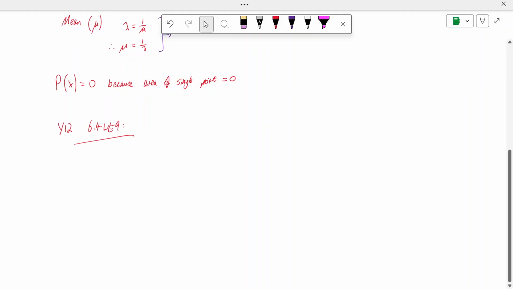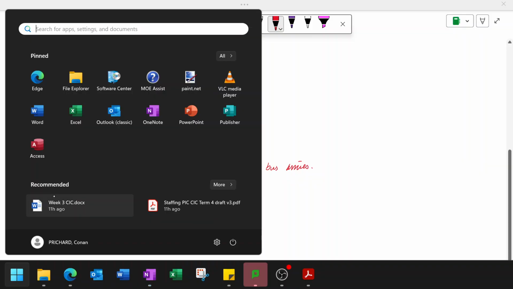So, this particular problem is dealing with random variable x, and it represents the time before the next bus arrives. If x is exponentially distributed, and it tells us that the bus arrives every 8 minutes.